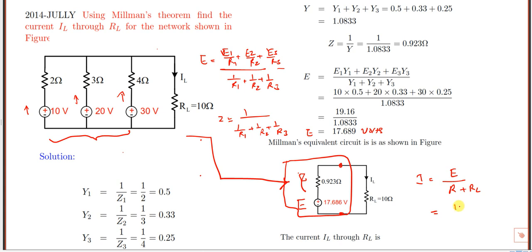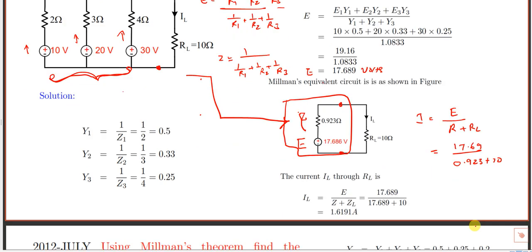So voltage value how much we got? 17.69 divided by R value, we got 0.923, plus RL. You see the RL value in this circuit. This is the load. We converted only these three portions into Millman's equivalent circuit. So the same RL load resistance you have to connect here. After that, we removed 10, no? So we have to write 10 here.